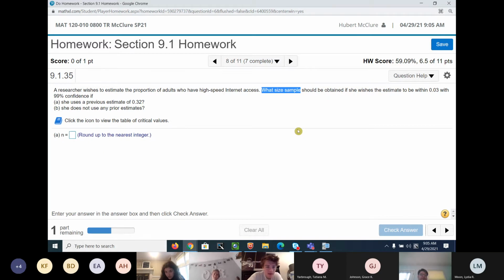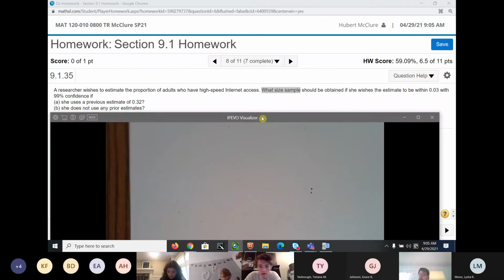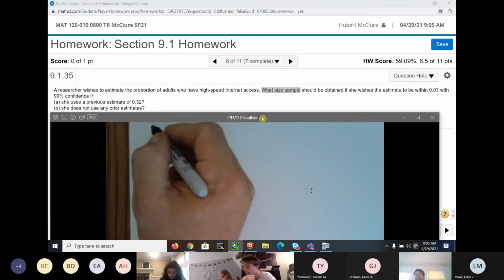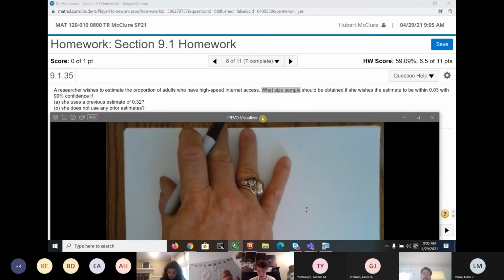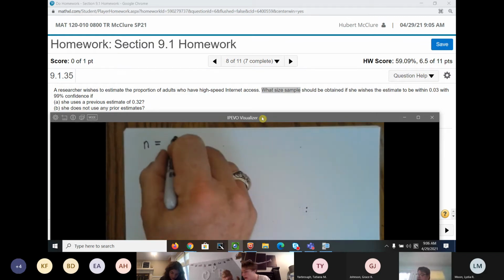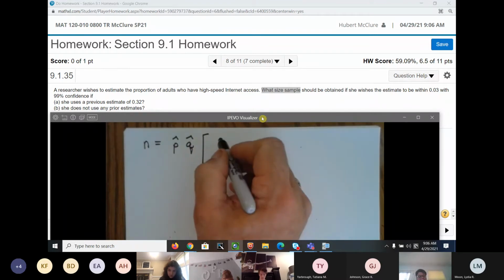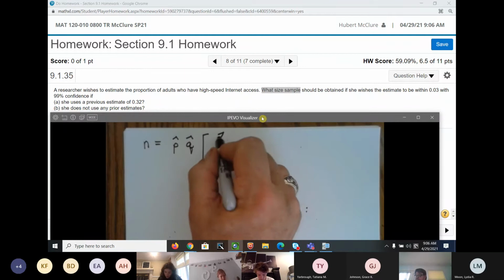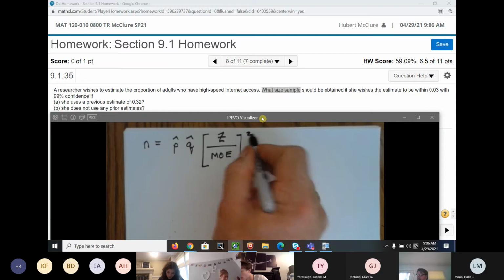Plug and chug. I'm glad I saw the clock because this is a test question. N is equal to P hat times Q hat times Z-score divided by margin of error, raised to the second power.